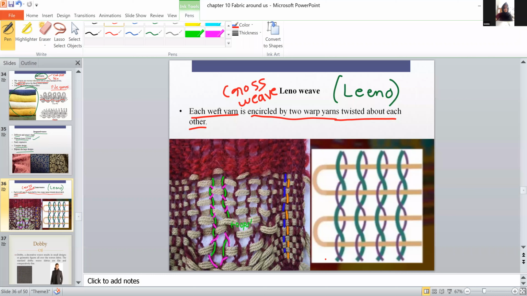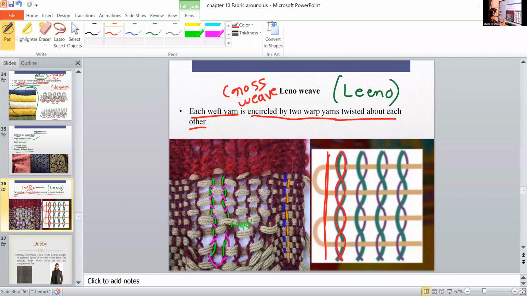Okay, so here you can see one warp yarn, right? And the next warp yarn. So these two warp yarns are twisted. In Leno weave, two warp yarns are twisted and the weft yarn is encircled. This is a weft yarn, and this weft yarn is encircled by these two warp yarns. Is it clear, Reena? First, two warp yarns are twisted and the weft yarn passes through this structure. That is called Leno weave.